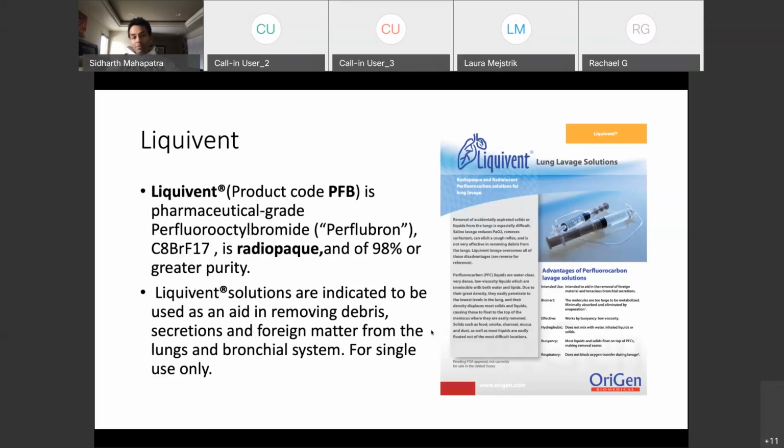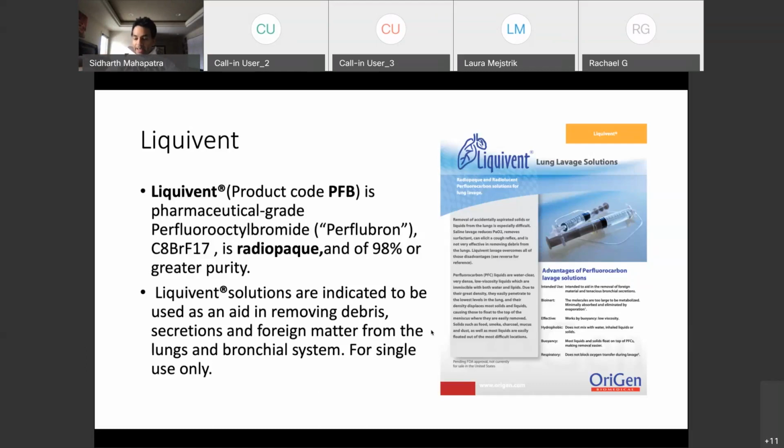The only problem is if you use Liquivent, you may confound your lung exam, your chest x-ray for a long time because everything that Liquivent touches becomes radio opaque, even if it has been removed from the system. And how is it removed from the system? Either you can suction it out or it simply evaporates. So over a 48-hour period, all Liquivent in a lung should evaporate. Should.